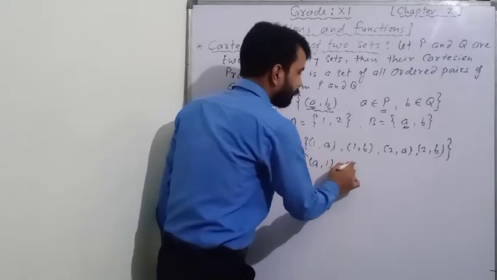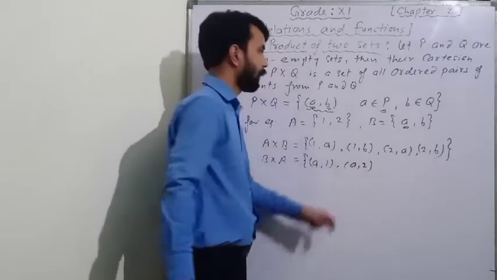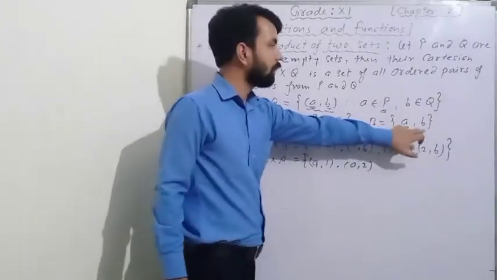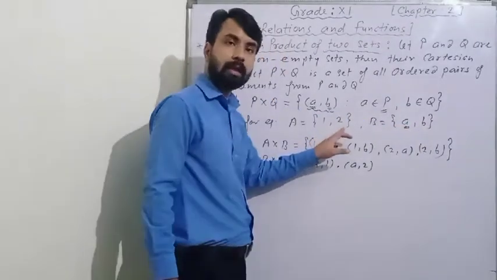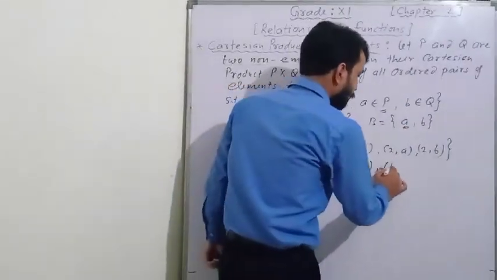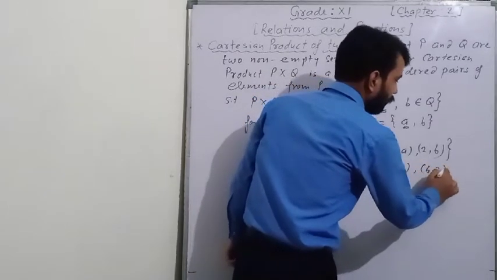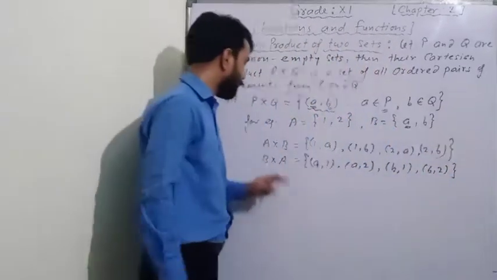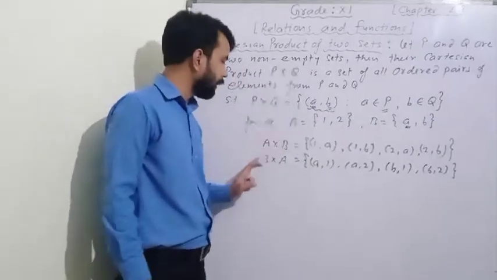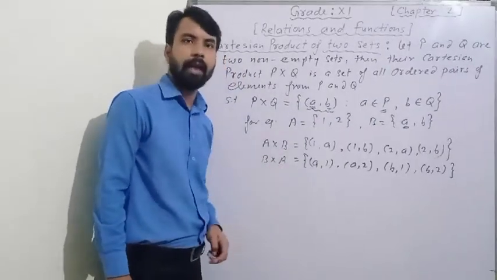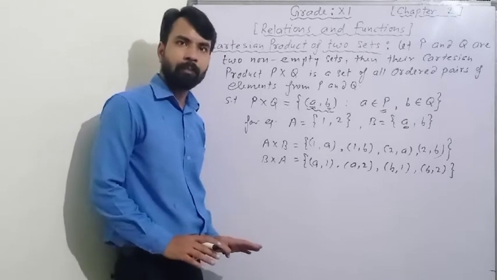Second pair will be A comma 2. Now the second element of this set B का पेयर हम 1 और 2 के साथ बनाएंगे. That means B comma 1 and B comma 2. So this is the Cartesian product of A and B, and this is the Cartesian product of B and A. Hope it is clear to everyone.